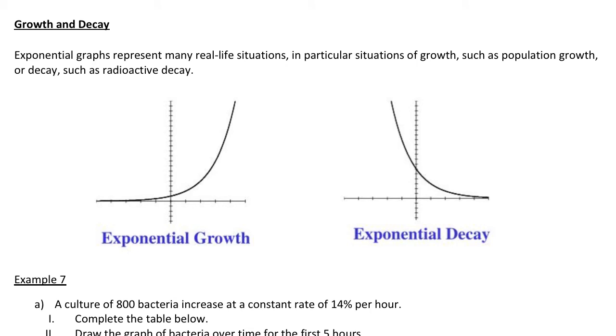Growth and decay. Exponential graphs represent many real-life situations, in particular situations of growth. In exponential growth, we're thinking of things like compound interest, or population growth. Cell division in mitosis or meiosis grows exponentially, and even all the talk about the spread of coronavirus has been an exponential growth. For exponential decay, we're thinking about radioactive half-life, or depreciation.